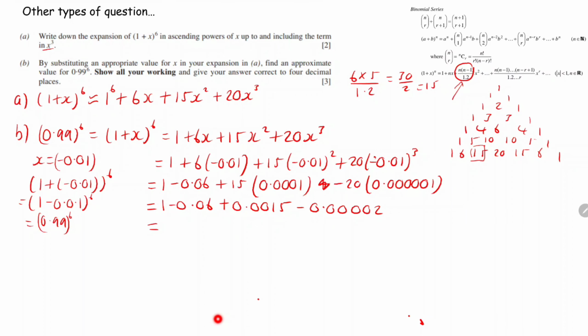Okay, then we can do this calculation. We can do it step by step if we wish. So 1 minus 0.06 gives you 0.94. Then we're adding on 0.0015 and then subtracting 0.00002. Then we wish to add these two together next. So that gives you 0.9415.